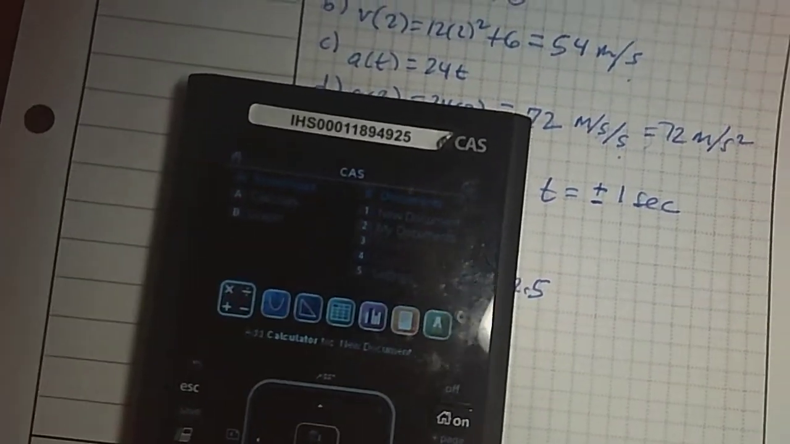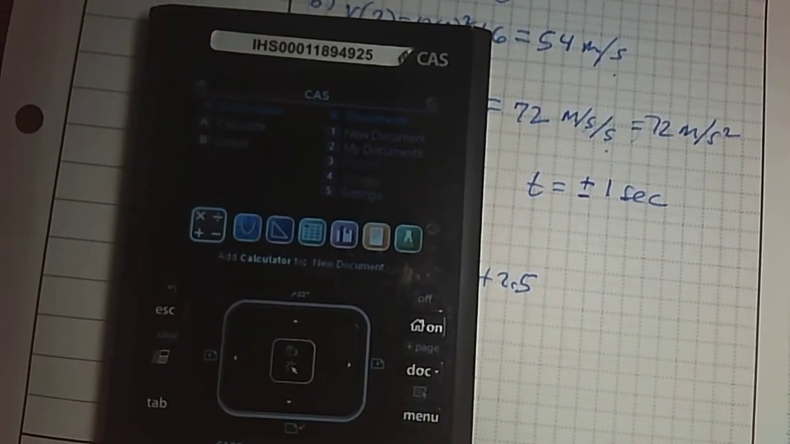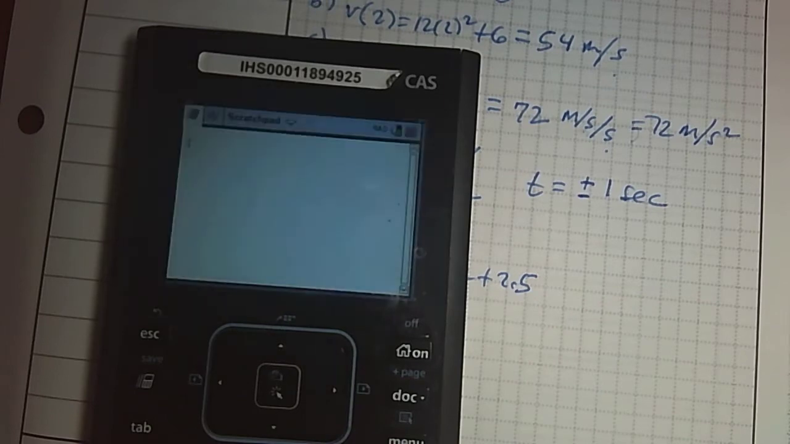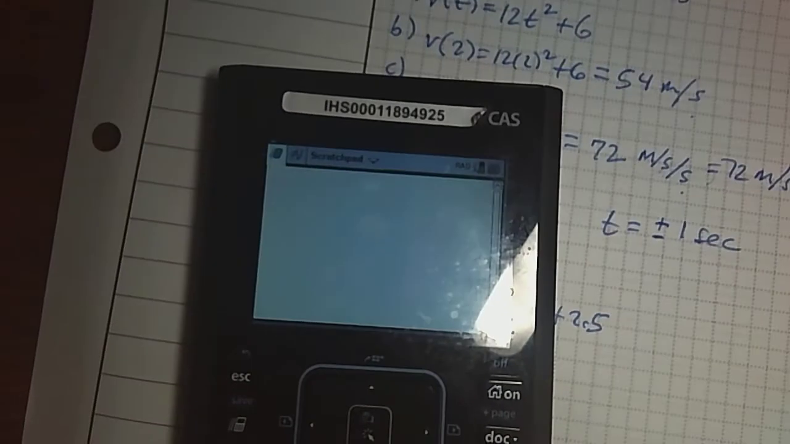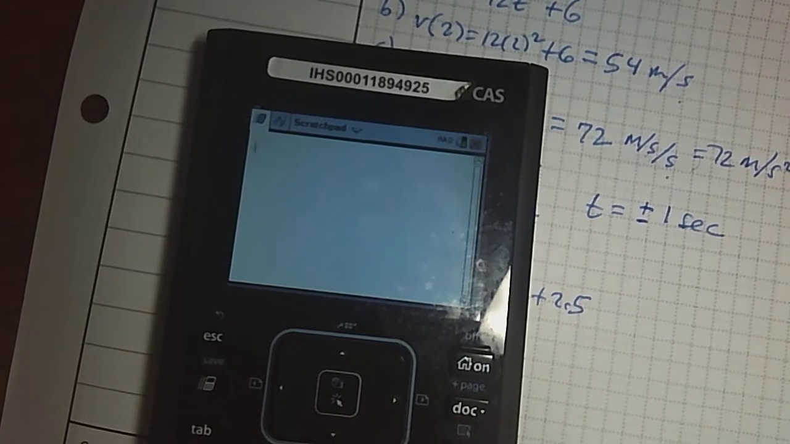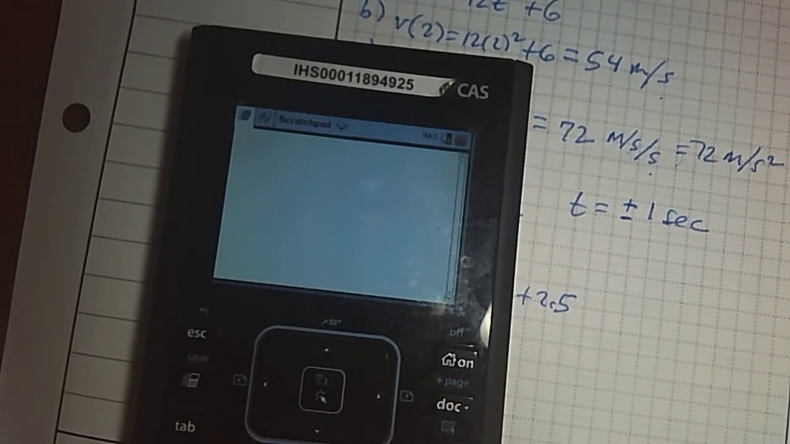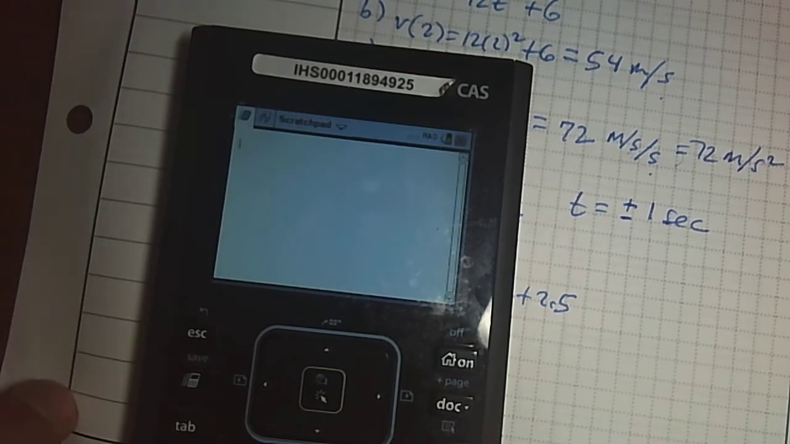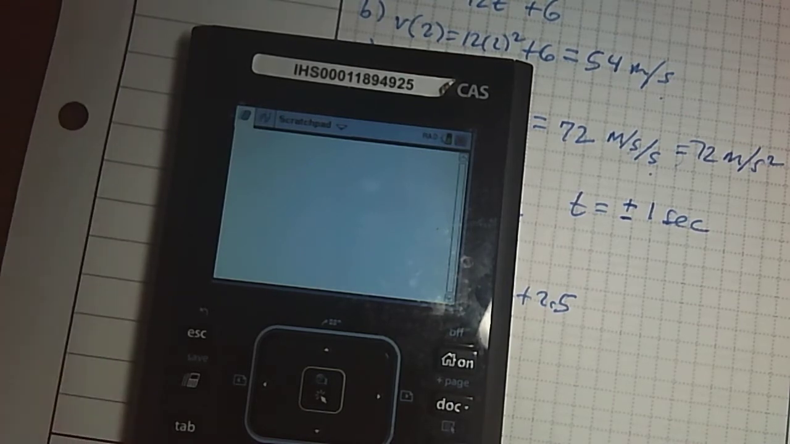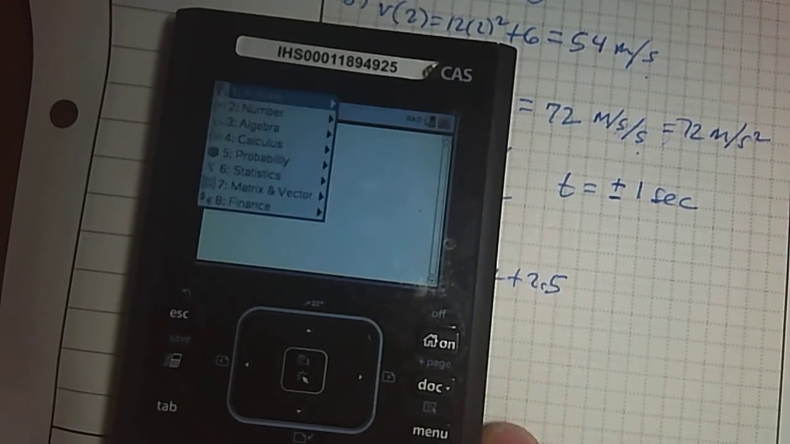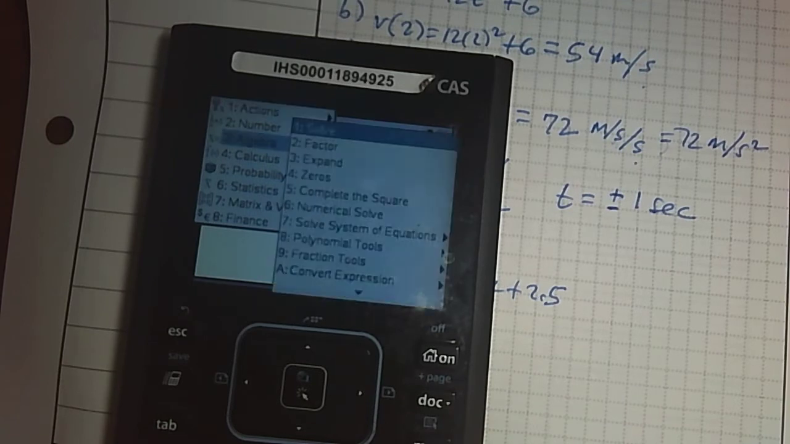For this calculator, if I want to solve something, I'm going to just start with the document. I'll start with calculate. And you can just either use the scratch pad that pops up, or we can create a document if it's a more involved question. But for this one, we'll just use the scratch pad that you see. So to solve an equation, I want you to press menu. I want you to go to algebra. And then I want you to go to solve.